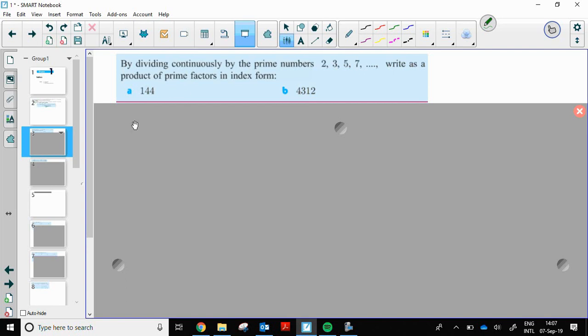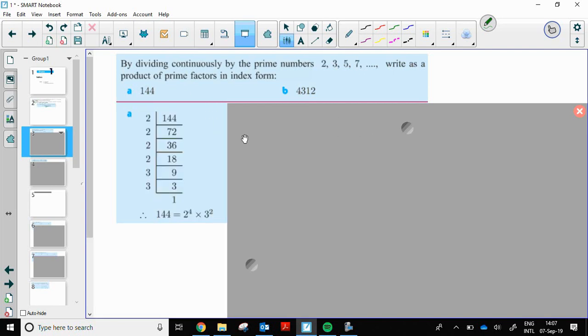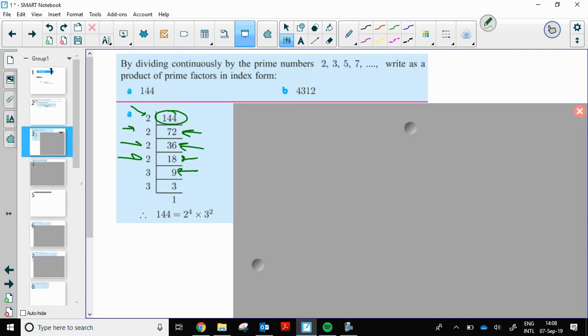For example, 144 is equal to 2 to the 4th times 3 squared. We can do that just by dividing out prime numbers as they come to us. We start off by dividing 144 by 2, which leaves us with 72. Then we divide that by 2, that gives us 36. We divide that by 2, that gives us 18. We divide that by 2, that gives us 9. That's all the 2's. We divide 9 by 3, we get 3. And so there are no more prime factors to divide out.